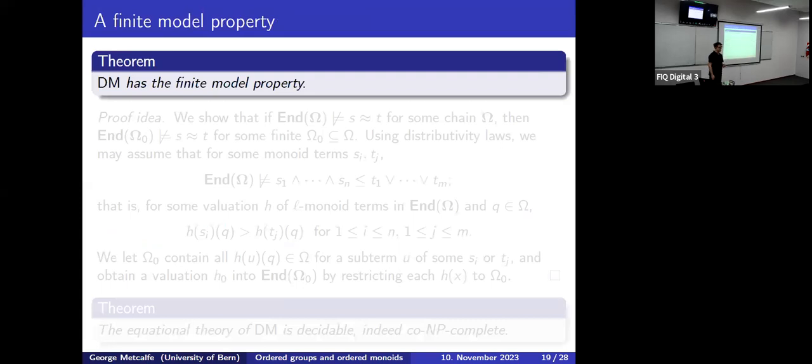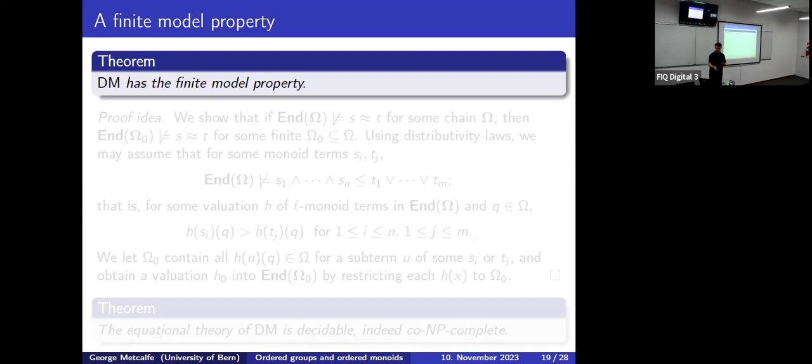We start with a finite model property. For L groups, this would be completely impossible because the only finite L group is the trivial L group. But for this class of distributive L monoids, we have the finite model property, which means if an equation fails in a distributive L monoid, it fails in a finite one. That's what we have to show.